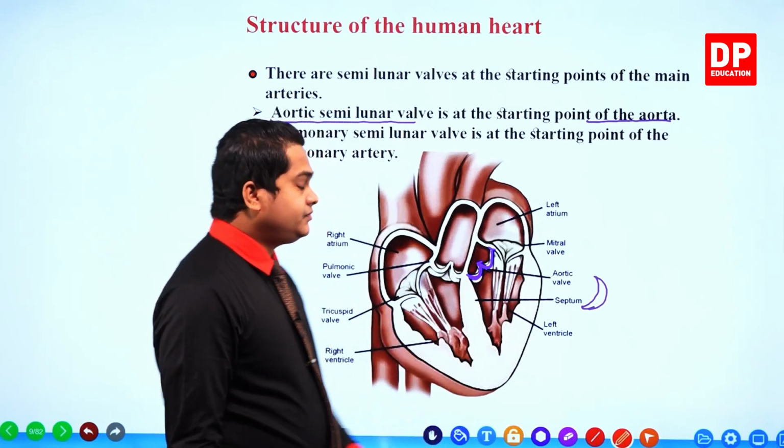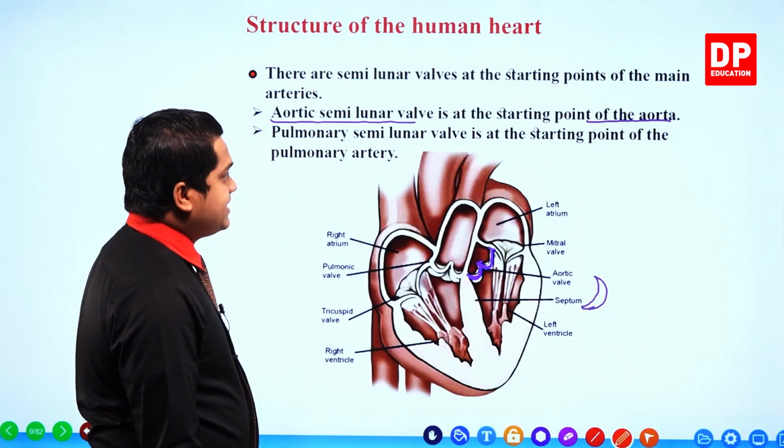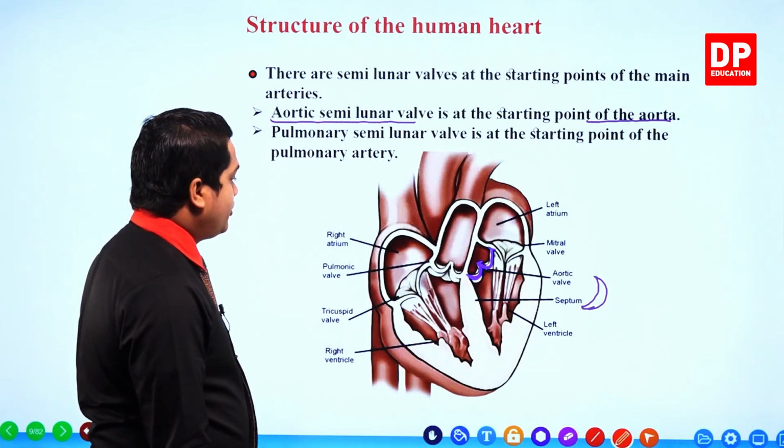Then, my dear children, the pulmonary semilunar valve is at the starting point of the pulmonary artery.